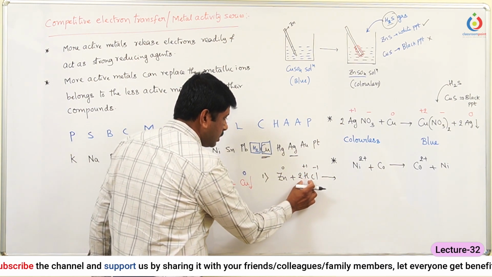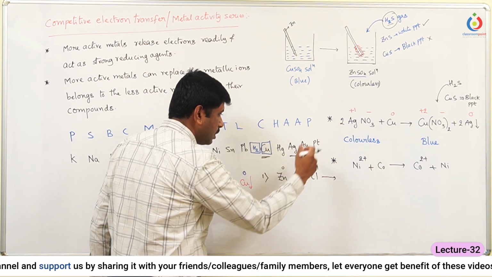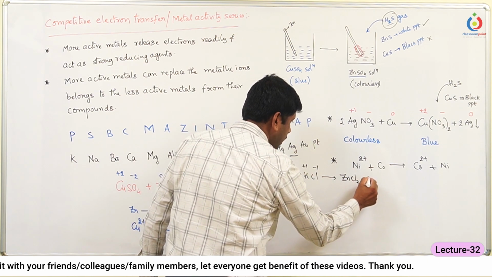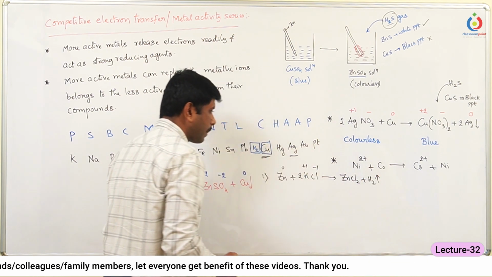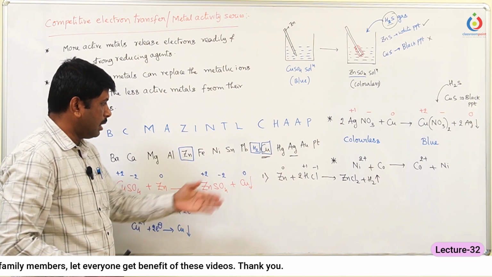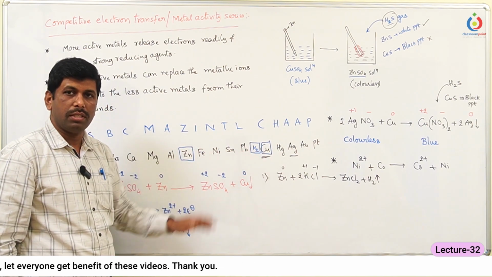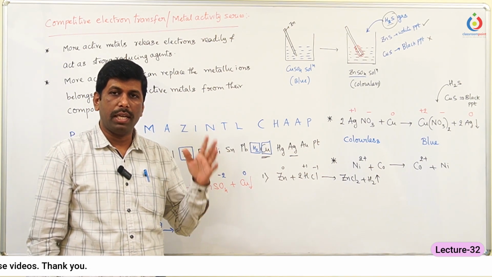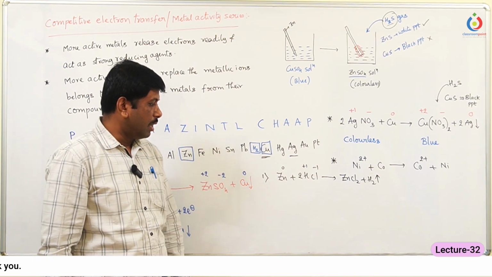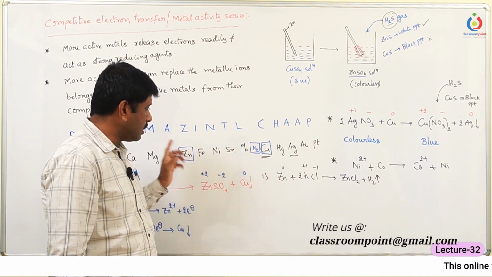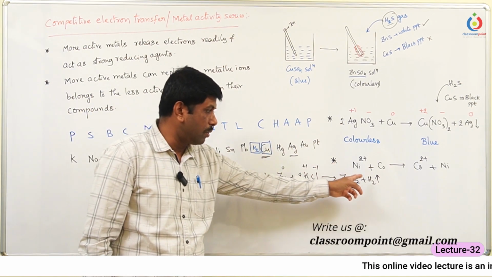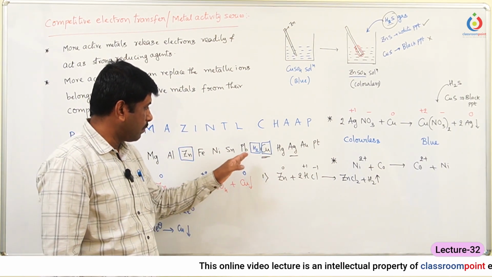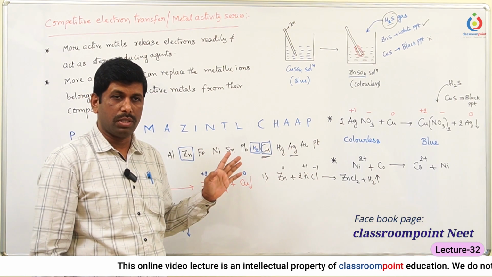Zinc can replace the H+ ion from the HCl solution and liberate hydrogen gas, and finally zinc chloride and H2 gas are released. Whatever metals are placed before the hydrogen in this series can liberate hydrogen gas from the acids whenever they react with the acids. That means the electron releasing tendency of these metals is even more than the hydrogen gas. So that's why hydrogen gas cannot be used in the extraction of any of these metals for the reduction process.